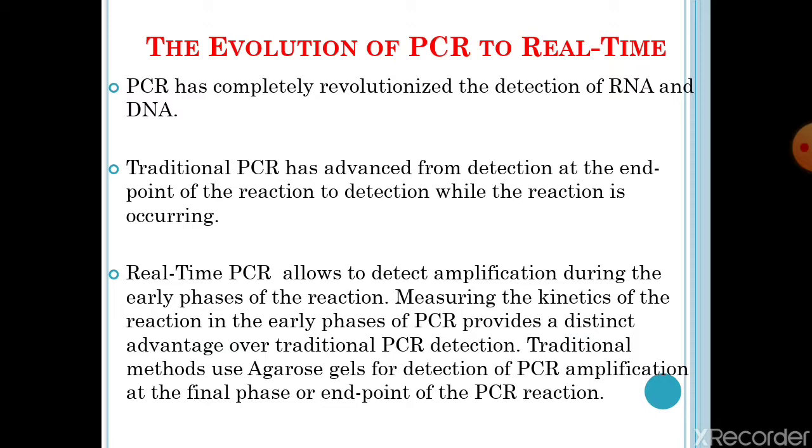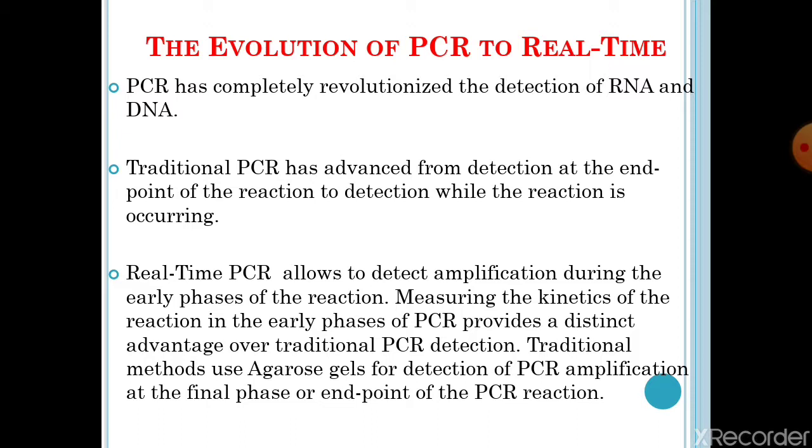Now the evolution of PCR to real-time: PCR has completely changed the detection of RNA and DNA. In traditional PCR, the detection is done at the end point of the reaction, but in real-time PCR, the detection is done while the reaction is occurring. So, traditional PCR has advanced from detection at the end point of the reaction to detection while the reaction is occurring. Real-time PCR allows us to detect amplification during the early phases of the reaction.